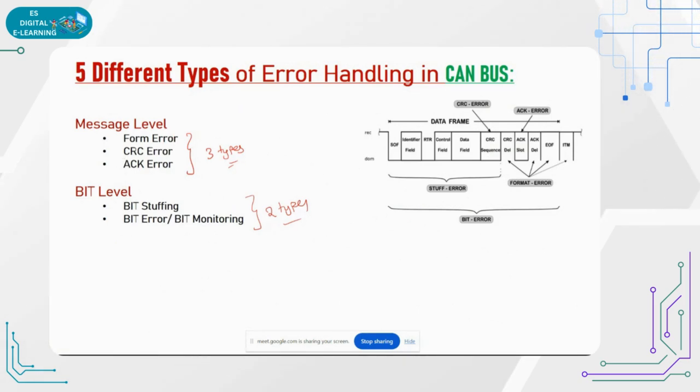Message level we have three types. Bit level we have two types. Is it clear?